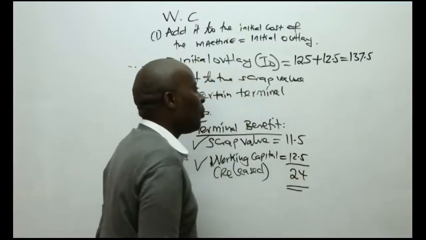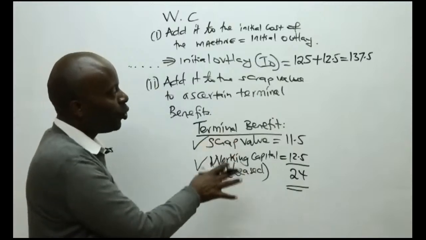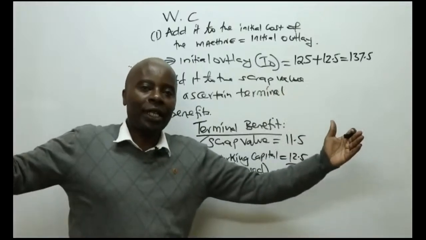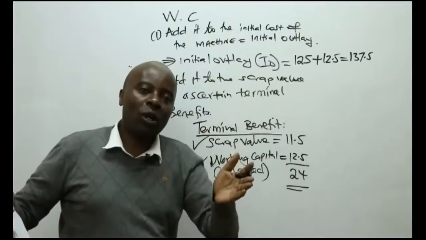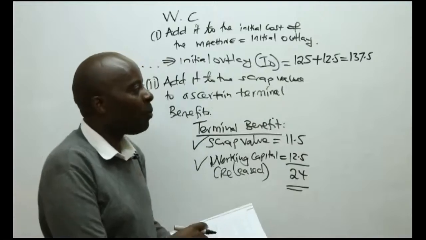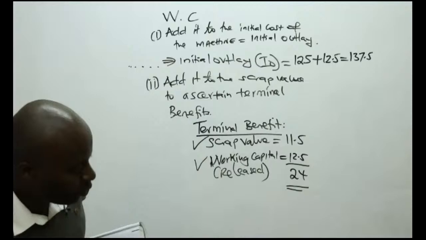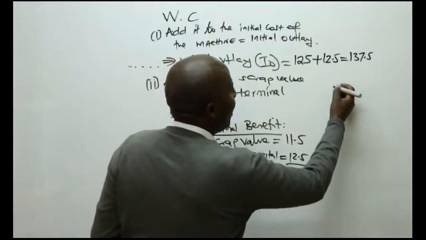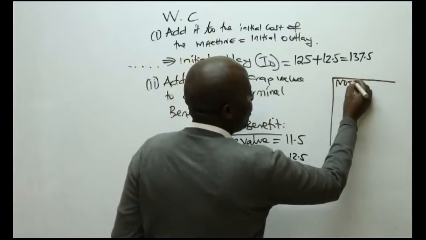Now, ladies and gentlemen, once we have these particular parameters, I've been able to ascertain the cash flow at the beginning and the cash flow at the end. Now we need the middle cash flows, what we call operating cash flows, the cash flows arising out of each year's operations. I need to store these figures somewhere, so I mention them as a note.